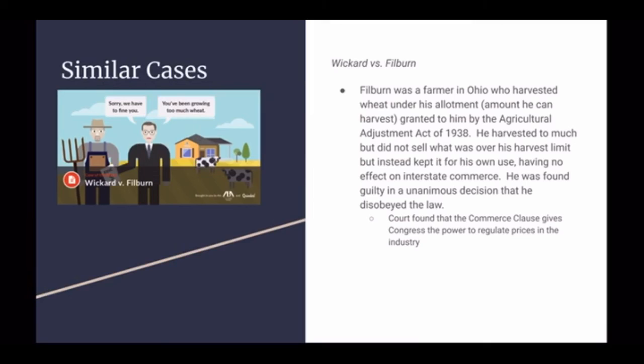He was found guilty by unanimous decision by the court, that he disobeyed the law by harvesting too much wheat, even though he didn't sell that over-harvested wheat. The court found that the Commerce Clause gives Congress power to regulate the prices in the industry.